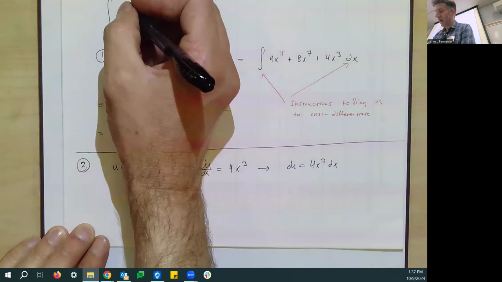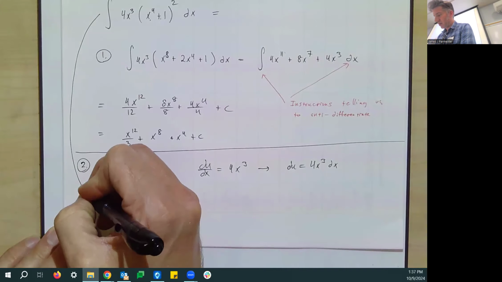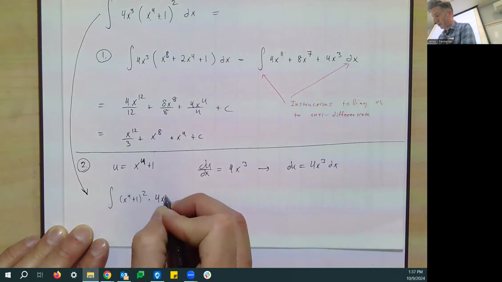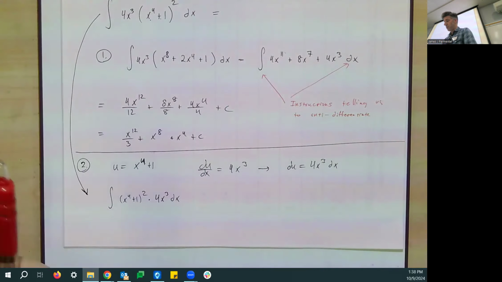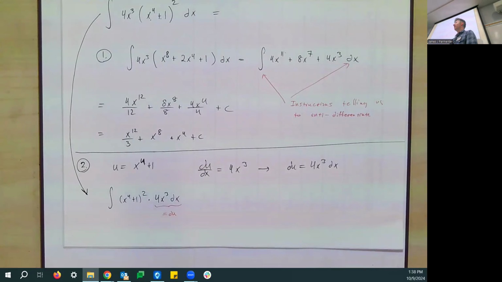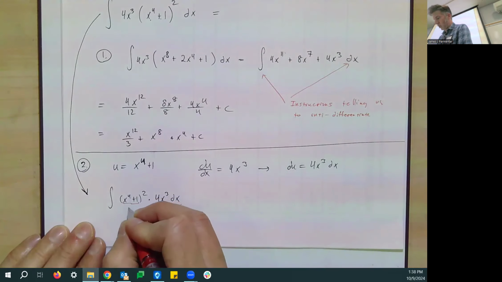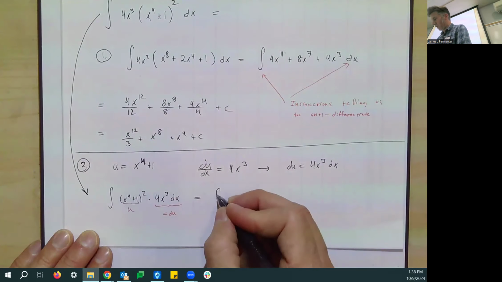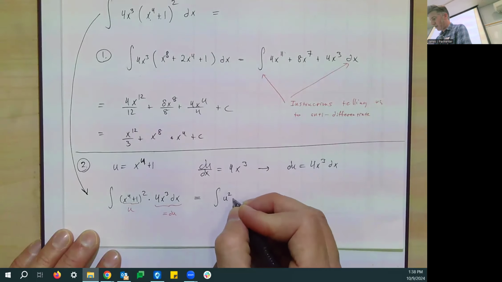So I'm going to rewrite this as the integral of x to the 4th plus 1 squared times 4x cubed dx. And I'm going to observe that, oh, look, 4x cubed dx is exactly equal to du. I think I said this last time, it's always important to make sure that the dx to du transformation happens first. Ignore everything else until you've dealt with making sure the dx turns into du. And then x to the 4th plus 1 is our u. So we're going to rewrite this integral, translating from the language of x to the language of u, and get the integral of u squared times du.